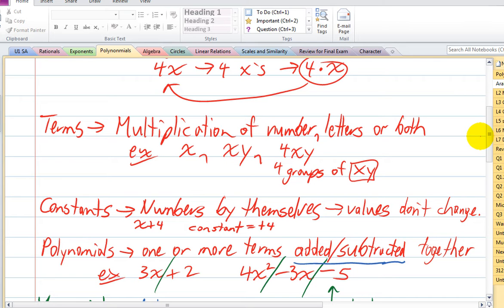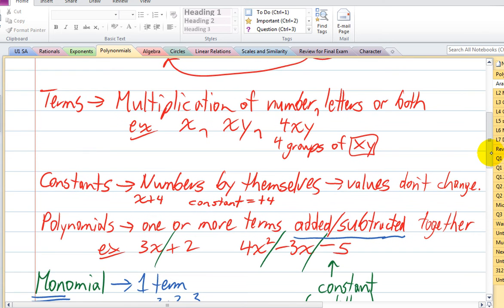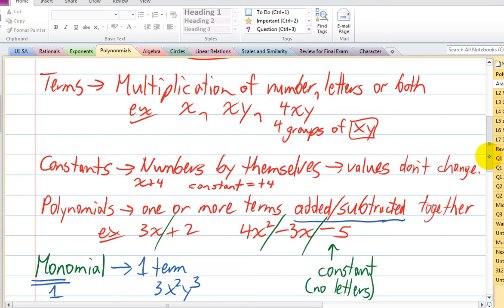The next polynomial is 4x squared minus 3x minus 5, and that's made up of 3 separate terms. Notice how the sign stays with the number. So 3x has a negative sign in front. And you can see the -5 is the constant. It has no letters.